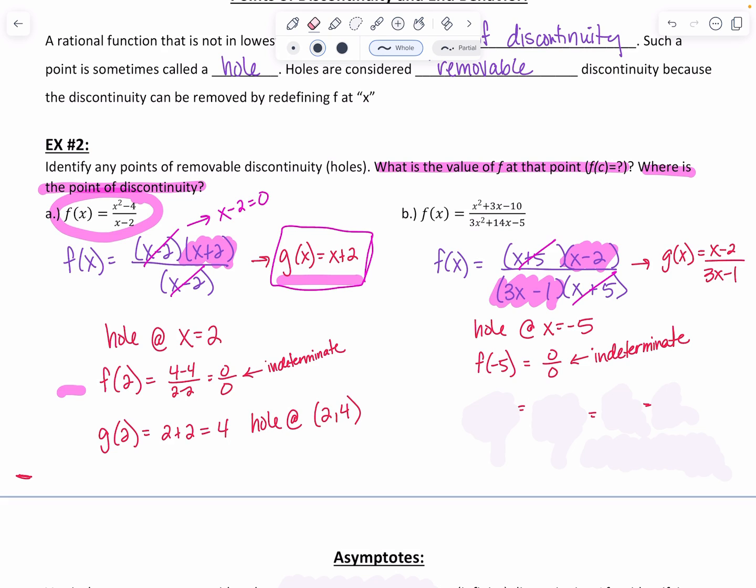So how can we figure out where exactly that hole is? We know it's at x equals negative 5, but let's figure out the y value. Let's use g of x, a similar picture, just without a hole, to figure out the y value when x equals negative 5. If I plug negative 5 in for x, I get negative 7 in my numerator and negative 16 in my denominator. So there is a hole in f at (negative 5, 7 over 16). Removable discontinuity.